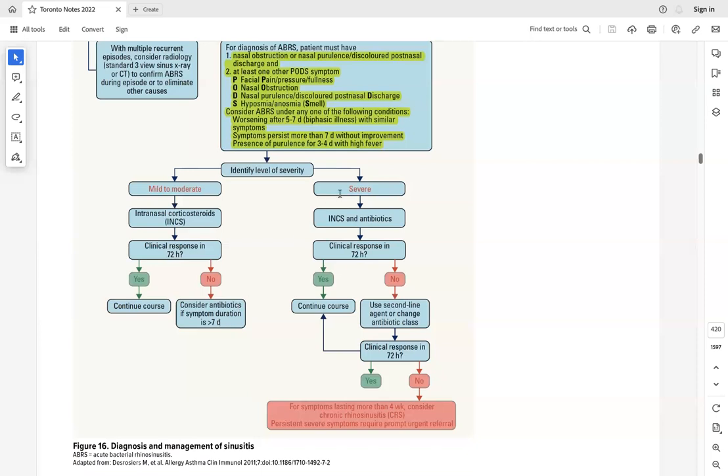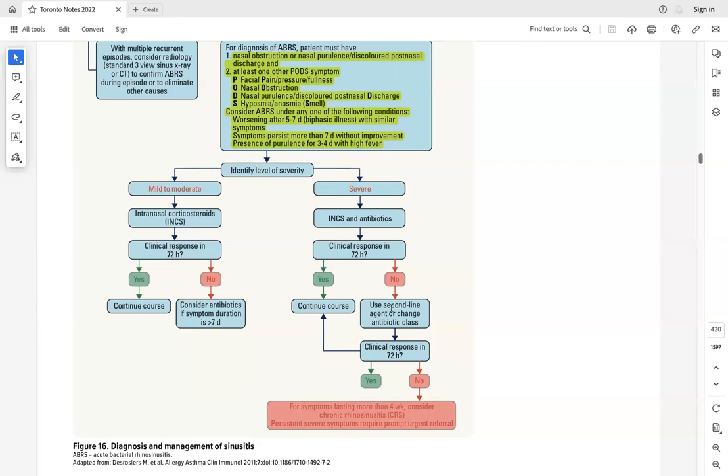Amoxicillin. If the patient has very severe symptoms, immediately start on intranasal corticosteroids plus antibiotics. Then clinical response in 72 hours. Yes, continue the treatment. If he is not getting better with first line antibiotics, then we move on to second line antibiotics.